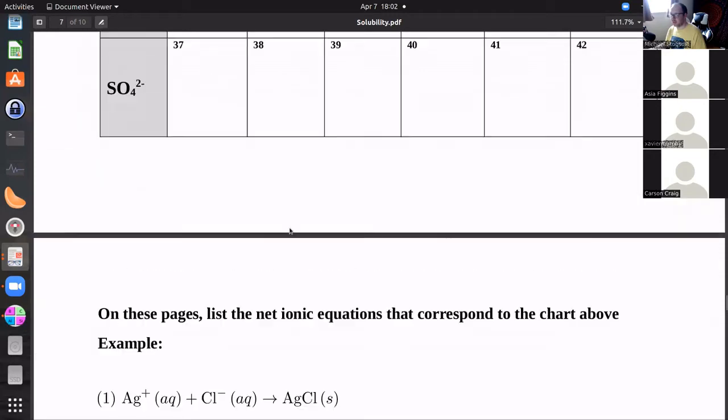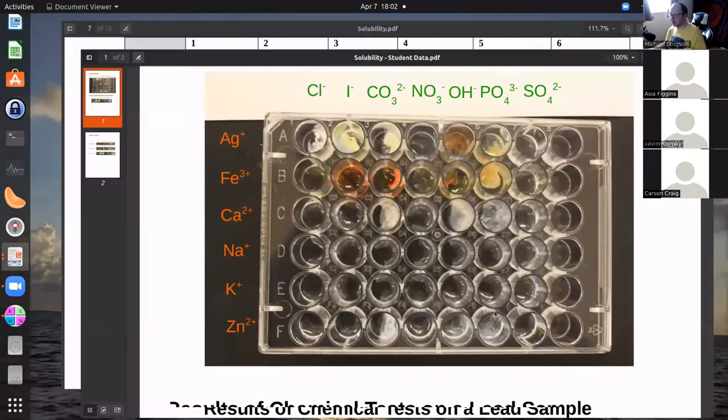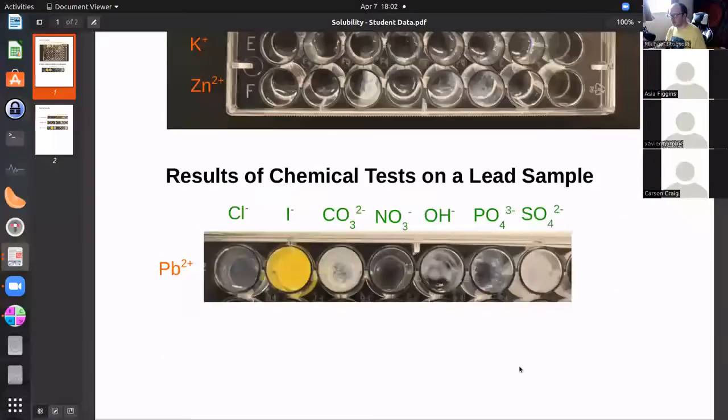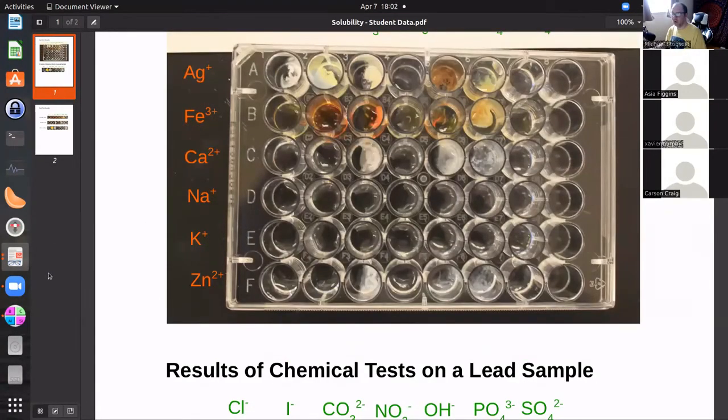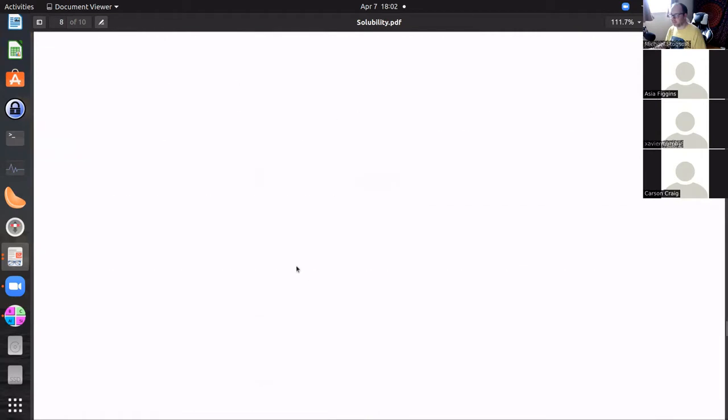So that's what you guys are basically going to do. You're going to go through here and take a look at this picture, and you're going to take a look at what forms a precipitate and what doesn't, right? So this one doesn't, this one doesn't, this one did. This one formed a little bit of a precipitate there. This one's got one. This one's a definite yellow precipitate. And you're just going to make your notes down there and you're going to write out a net ionic reaction for all the ones that formed a precipitate.